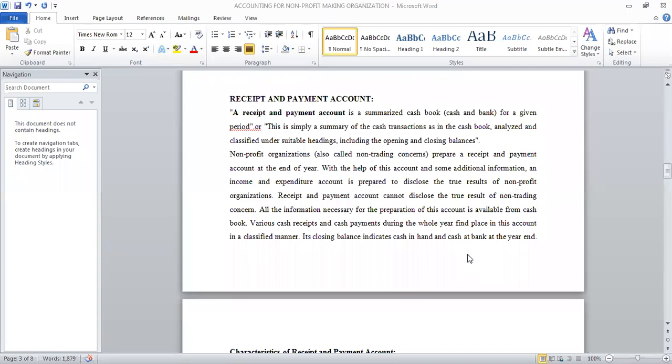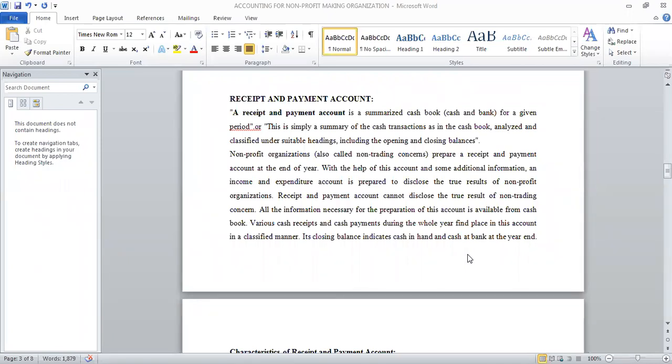In our today's class, I want us to pick from where we left last time, where we were talking about the accounting statements for the non-profit making organizations. And we said that the non-profit making organizations are those organizations which are established with no intention of making profit.